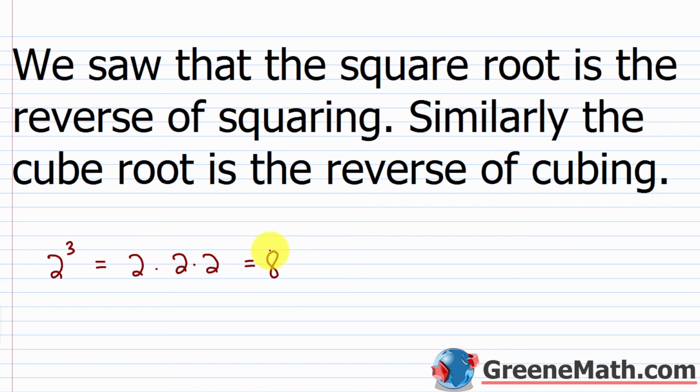So if I reverse that process and I said, here's my 8 here, the symbol looks the same. All I'm going to do is, instead of having nothing here, I'm going to put a 3. That tells me I want the cube root of 8, or I want a number that when multiplied by itself 3 times is going to give me 8, and we know the answer to that is 2.